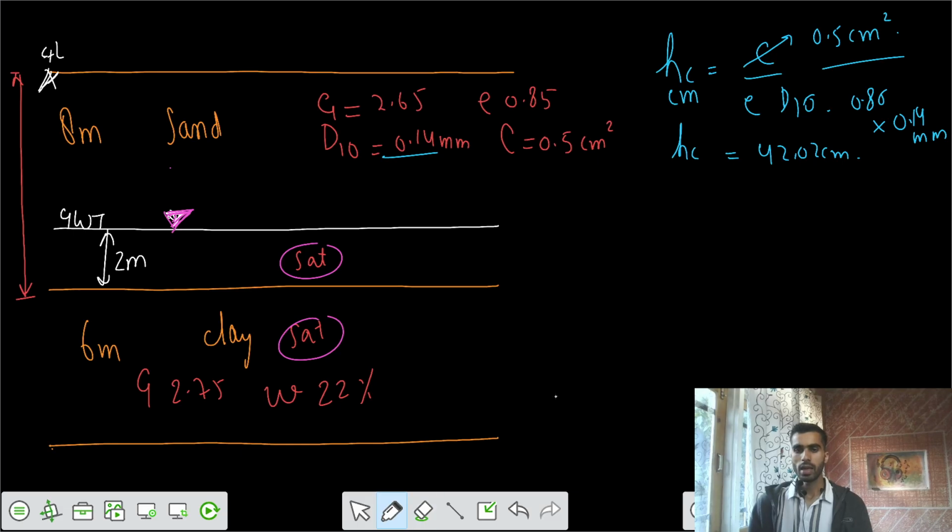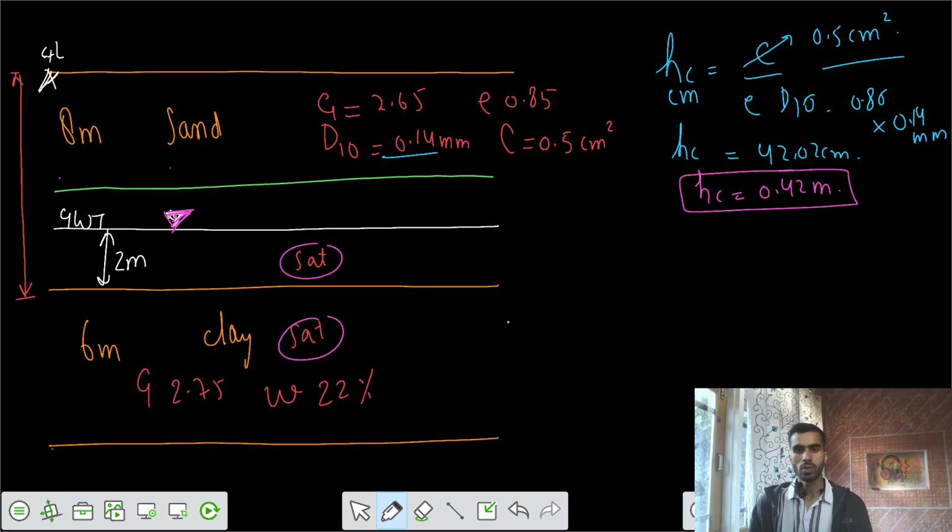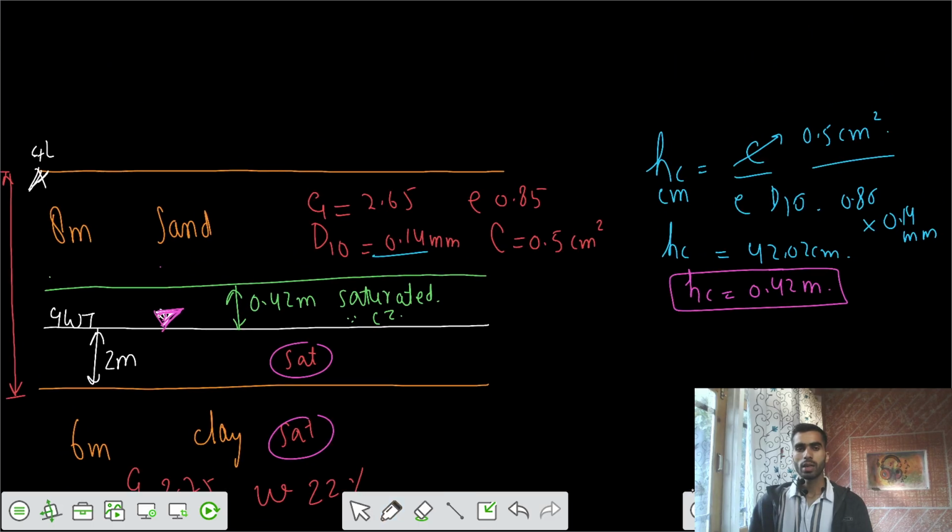And if I try to keep that in meters, what is that value? So we can say that this is 0.42 meters. So there is a capillary rise of 0.42 meters. That means above the groundwater table, we will be having capillary rise up to the height of 0.42. So up to somewhere here we're having the capillary zone, this is 0.42 meters. Here we have soil that is saturated. We would say that the soil is saturated here because of the capillary zone.